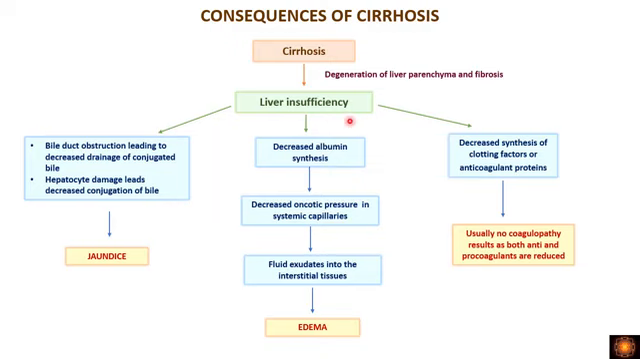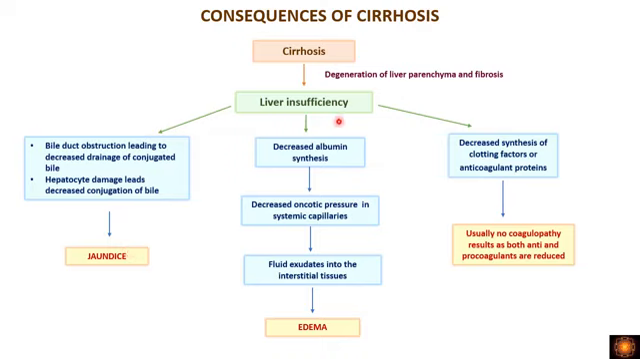Now, other effects of liver insufficiency. In cirrhosis, as we have seen, there will be fibrosis. When there is fibrosis, there is a bile duct obstruction. So this leads to a decrease in the drainage of the conjugated bile. And another thing is we have damage to the hepatocytes. When the hepatocytes are damaged, obviously conjugation of the bile is also reduced. So both these conditions lead to jaundice.